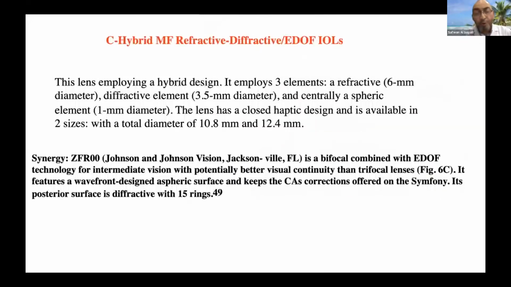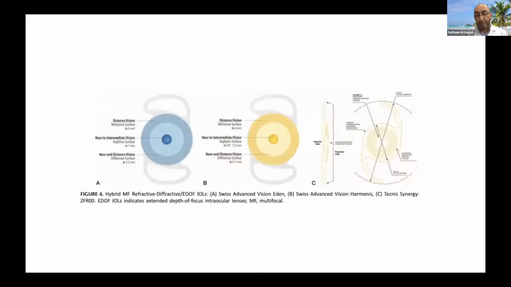Now, the third one is the refractive diffractive, an enhancement on Symphony, which we call the third part, the Synergy. The Synergy has anterior spherical aberration and a diffractive posterior surface, and the whole plate is refractive. In this one, we can reach up to 2 diopters at the corneal level. It's still less than the Lucidus.